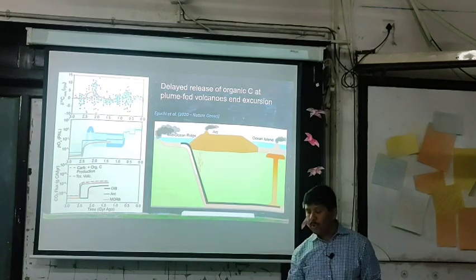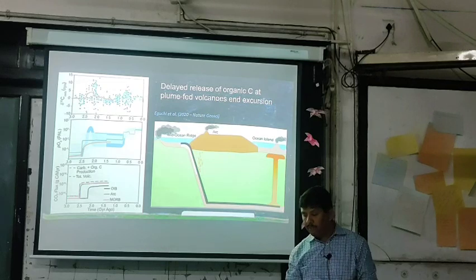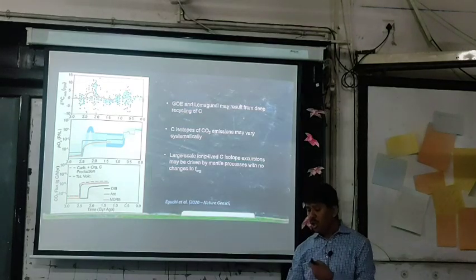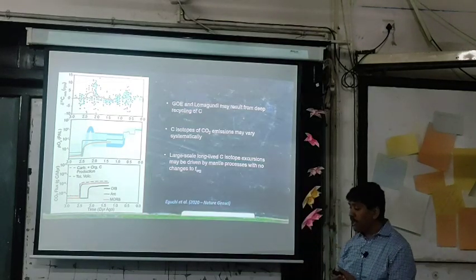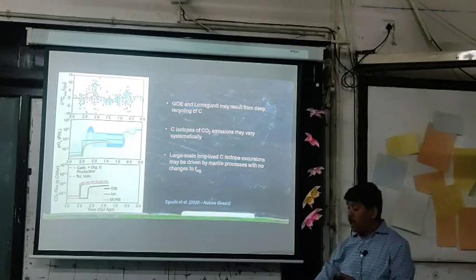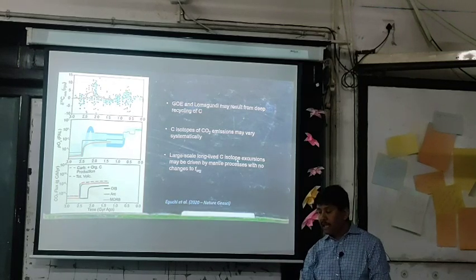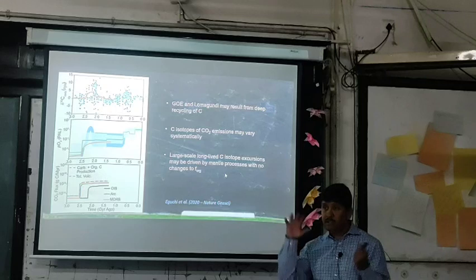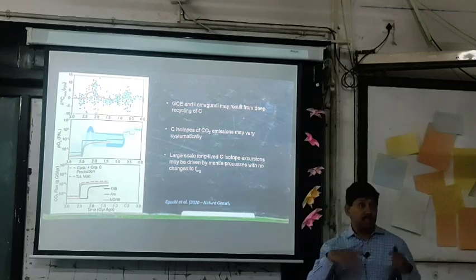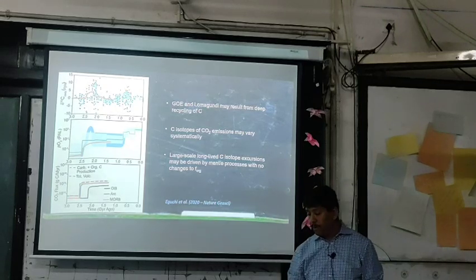So with this, we can explain both the GOE and the Lomagundi event consistently. So the GOE and the Lomagundi event may result from the deep recycling of carbonate or organic carbon. Carbon isotopes of CO2 emissions may vary systematically depending on the tectonic settings you are looking at. And large scale, long-lived carbon isotope excursions can be driven by mantle processes with no change in the surface flux. So, not just the surface geochemical processes, but actually the planetary processes.